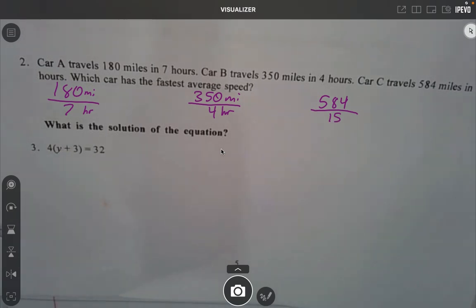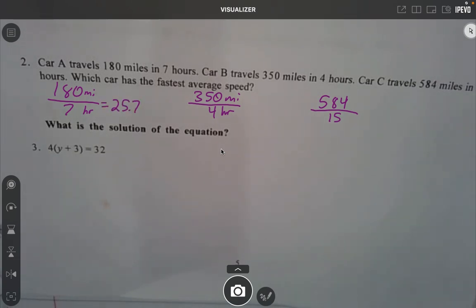What is 180 divided by 7? It's 25.7. That's 25.7 miles an hour. That's very slow. Okay, 350 divided by 4. That's 87.5 miles per hour. He's going fast. 584 divided by 15, that's 38.9 miles per hour. That's very slow. Okay, so which one's going the fastest? Clearly car B. Okay, you just divide them and see.